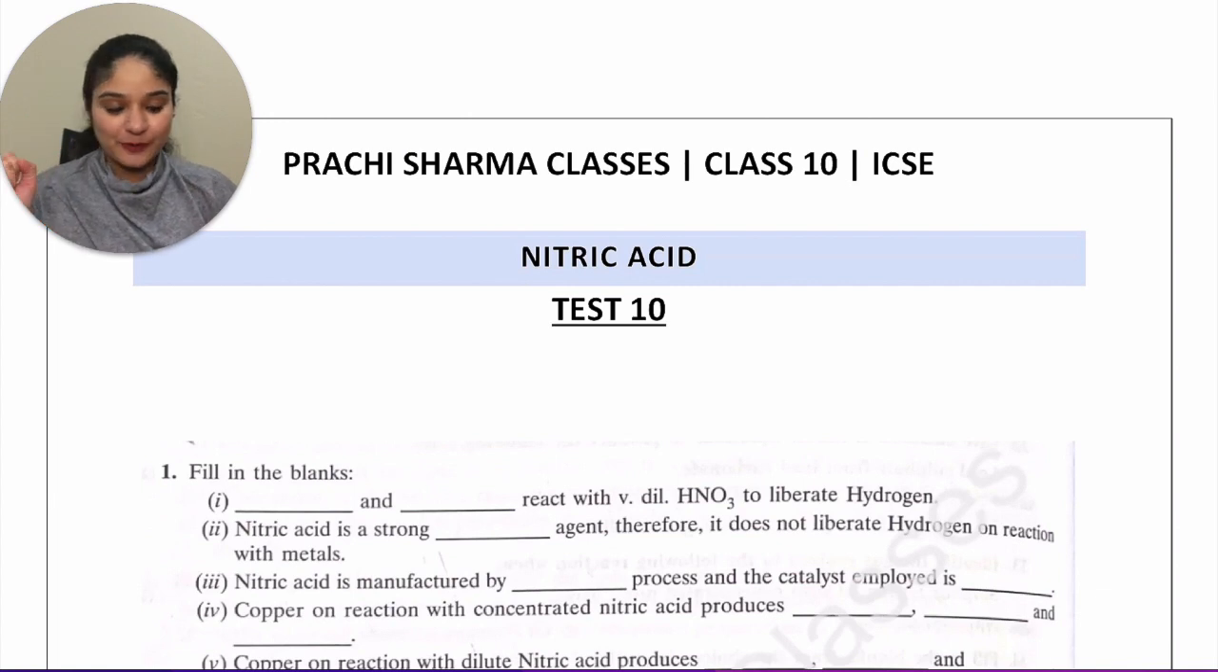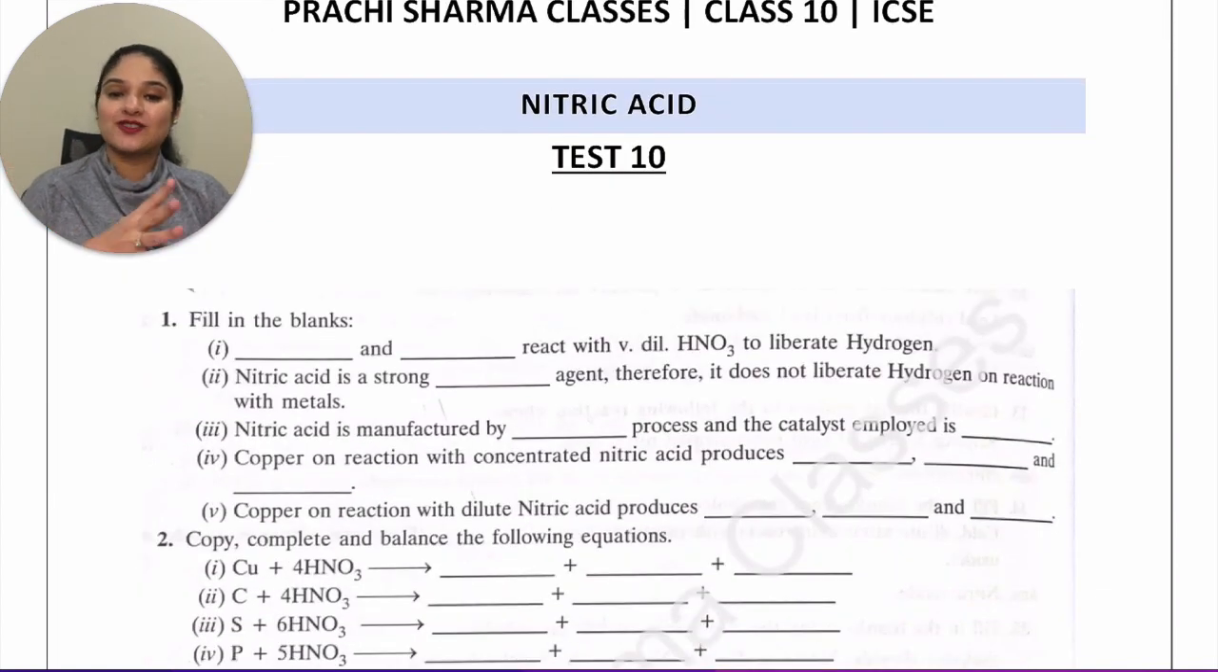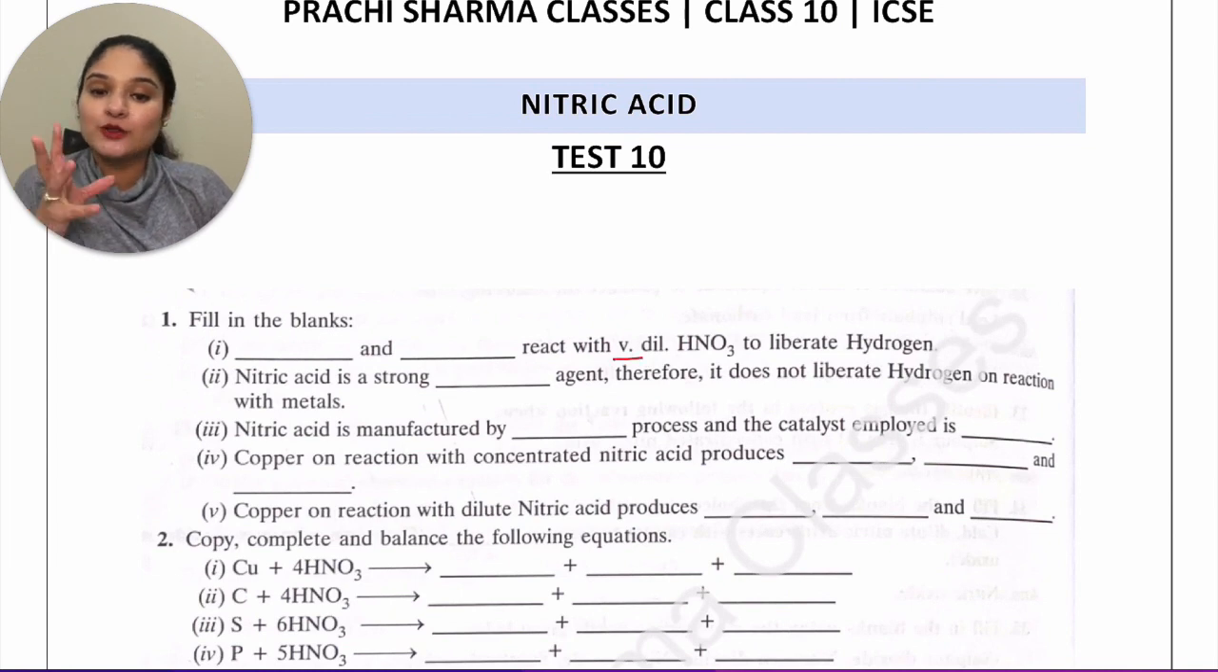For example, the first question: dash and dash react with very dilute HNO3 to liberate hydrogen. So one important thing about nitric acid you have to remember is that nitric acid does not give hydrogen when it reacts with metals except manganese and magnesium when HNO3 is very dilute.